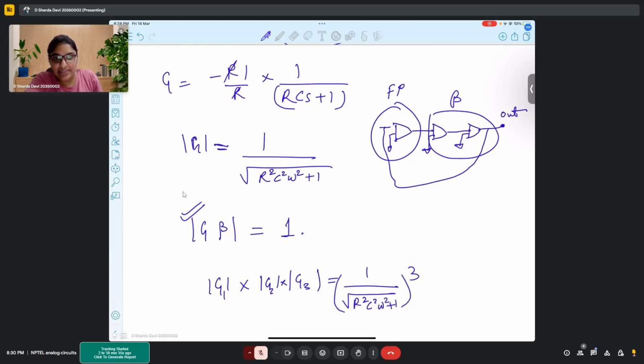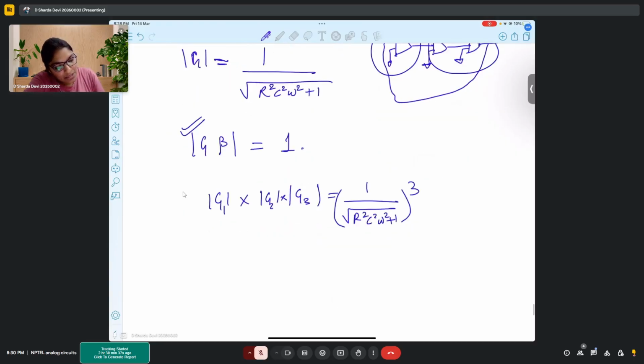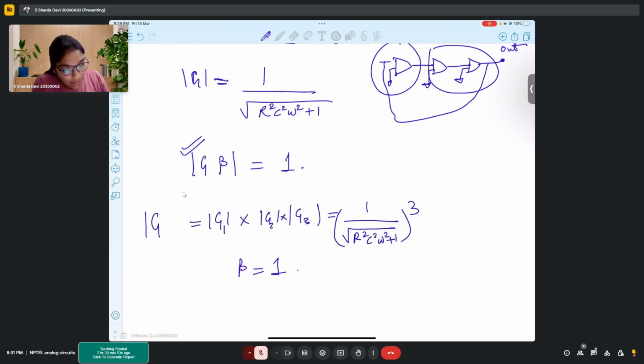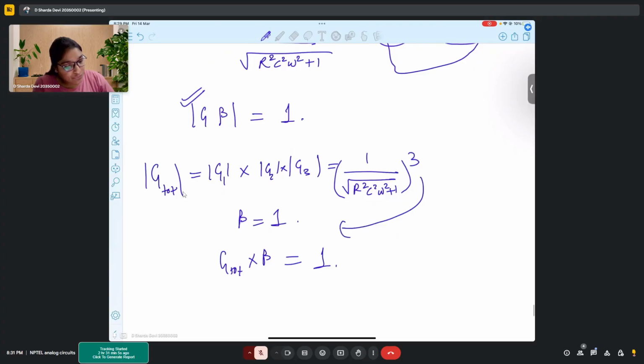Yes. There is no doubt in this. So which brings us to the point that, okay, if this is G total and we are saying that beta is 1, what we want is G total into beta should give me 1. Is there a possibility that these two multiplied will give us a value of 1?